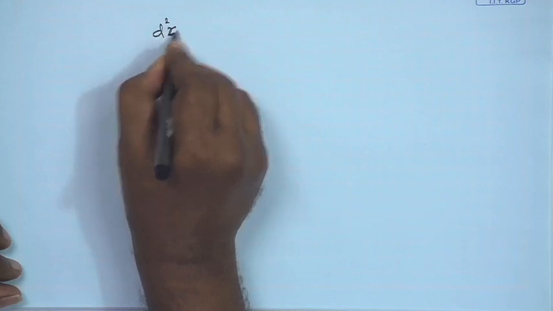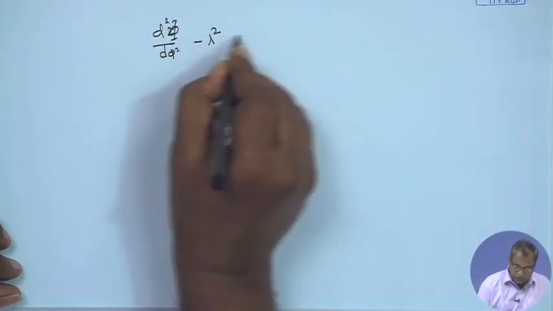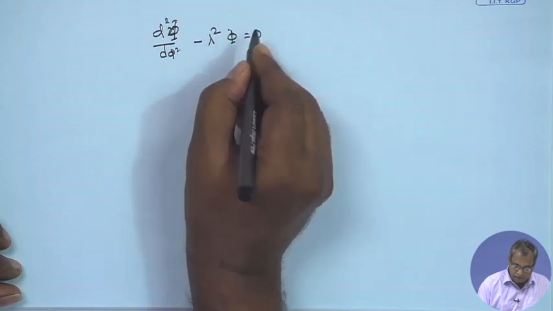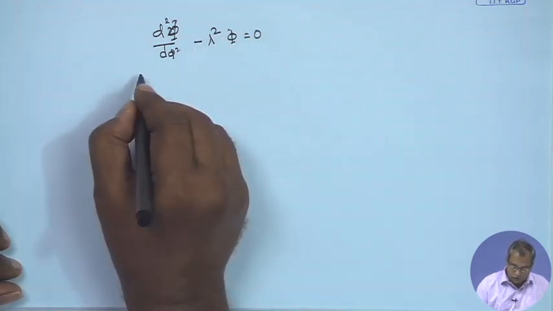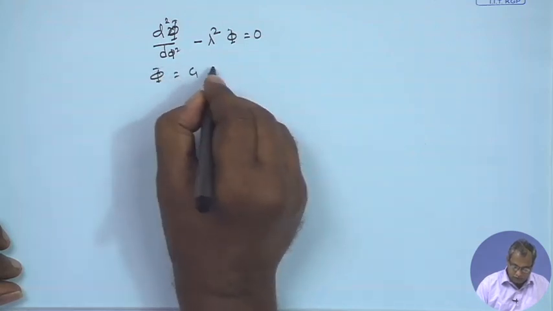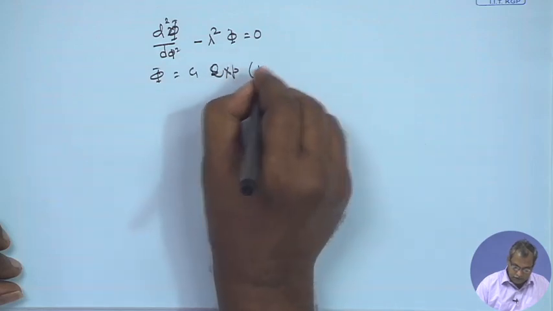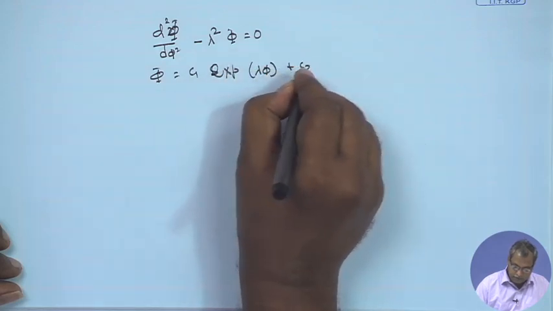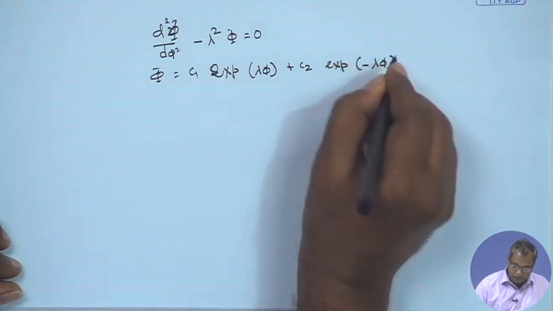So, we can just have a look into that one. d squared phi by d phi squared minus lambda squared phi is equal to 0, and you know the solution of this. The solution of this will be C1 exponential lambda phi plus C2 exponential minus lambda phi.